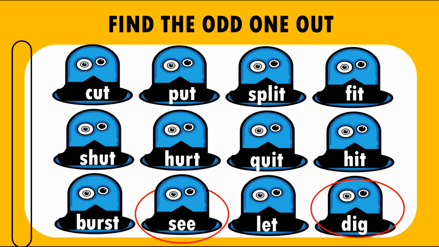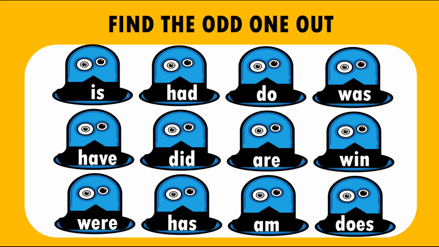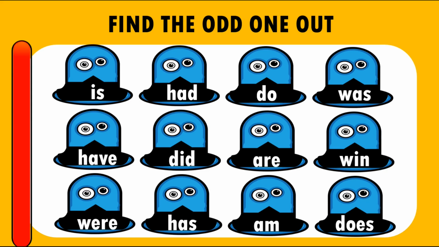Now the verb see changes in the past to saw. And the verb dig also changed in the past to dug. So if you did not get this one correct, you still have another chance. Let's move on to the next question. So guys, remember, you have 10 seconds to find the odd verb, and it begins right now.